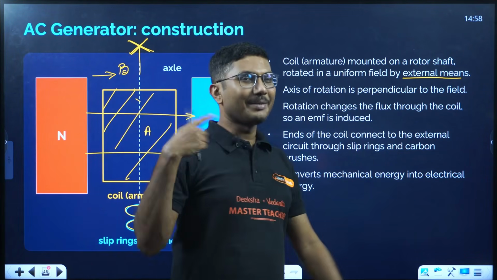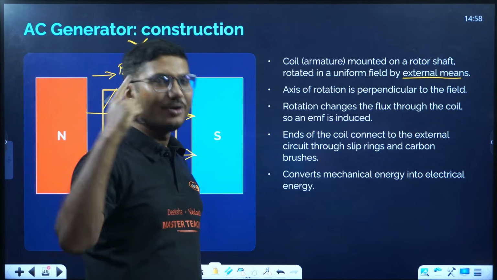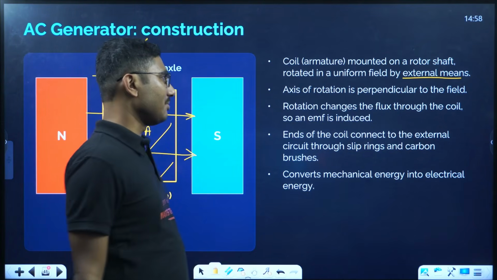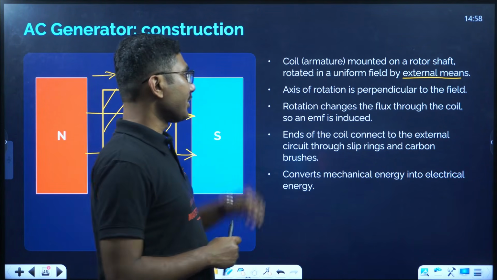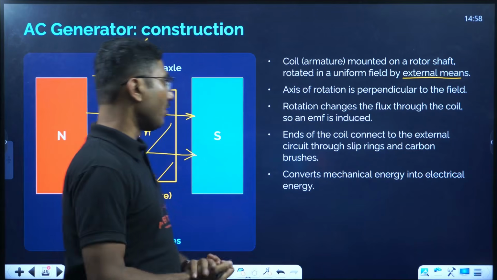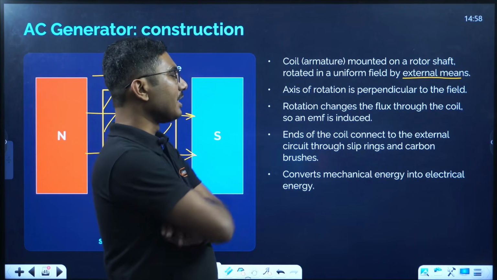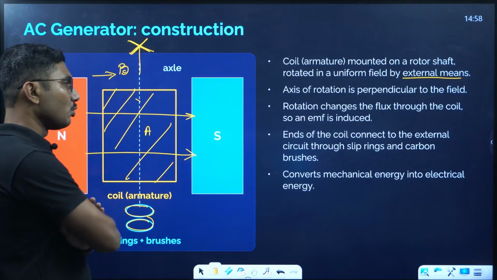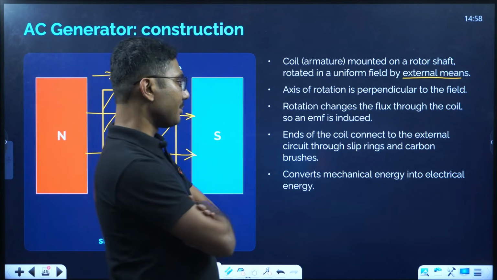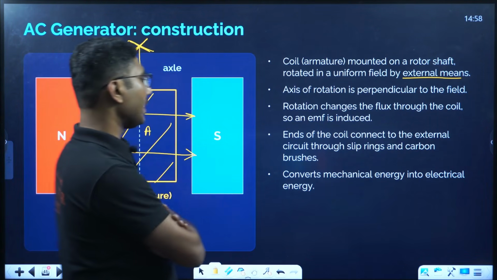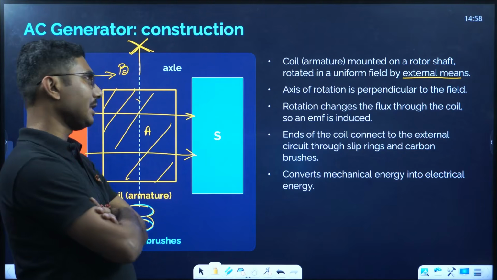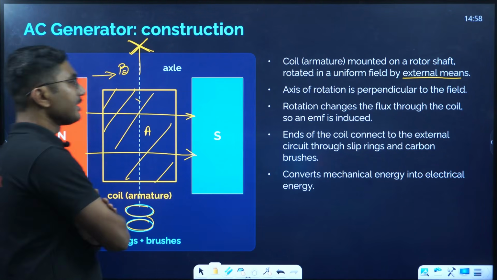If it is rotating in the parallel direction, the flux change will be 0. You will not get any induced EMF. So rotation changes the flux through the coil, so an EMF is induced. The ends of the coil are connected to the external circuit through slip rings and carbon brushes. That is the design. It converts mechanical energy into electrical energy. This is the AC generator's principle.